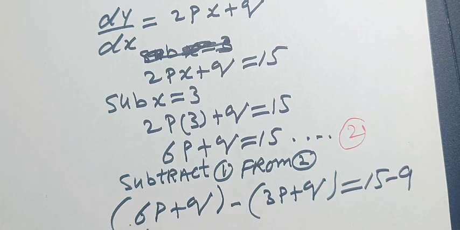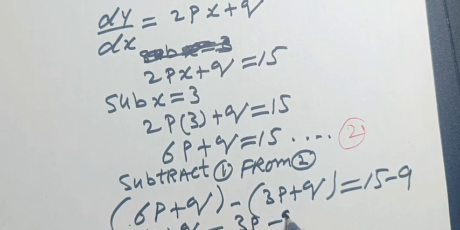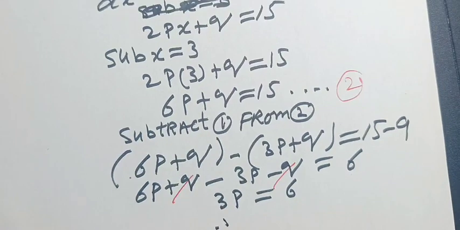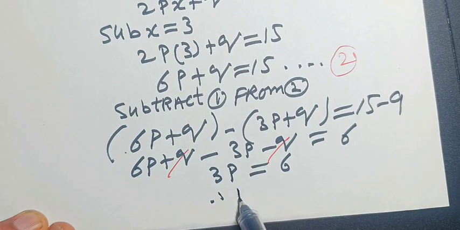Now this is 6p plus q minus 3p, minus q is equal to 15 minus 9, which is going to be 6. Now the q cancels. We are left with positive 3p is equal to 6. Therefore p is going to be 2. P is equal to 2.